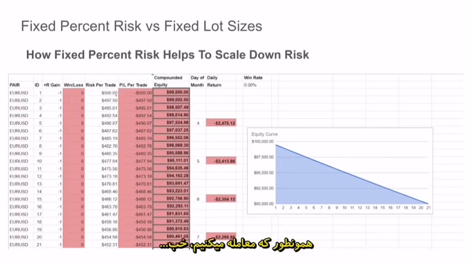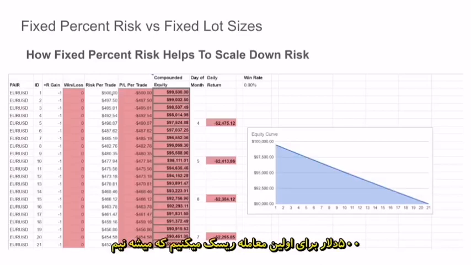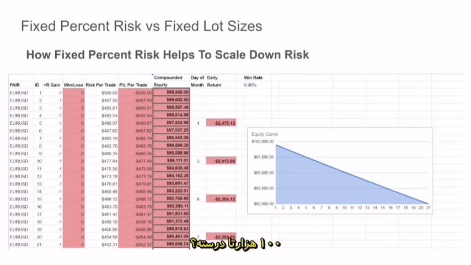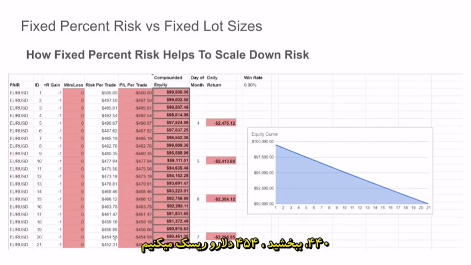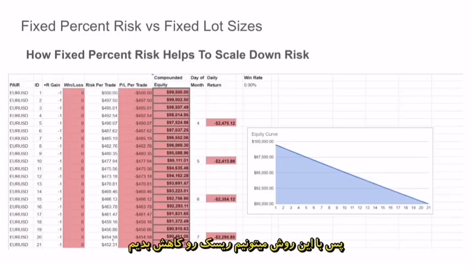As we are trading, maybe we start with a 100K account. We risk $500 for the first one because it's 0.5% of 100K, right? By the time we get to the 20th trade, can you see how we actually scaled down our risk a little bit? We're now only risking $454, right? Which again, where are we getting this number from? It's 0.5% of $91,000. So this helps scale down our risk a little bit.